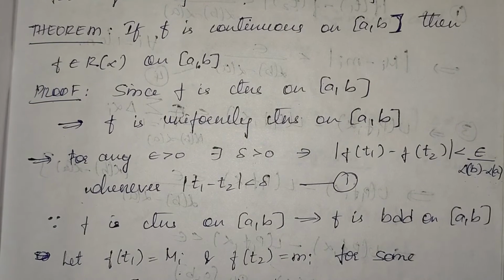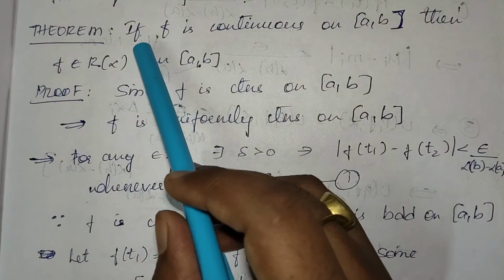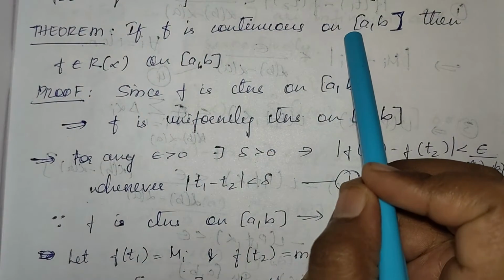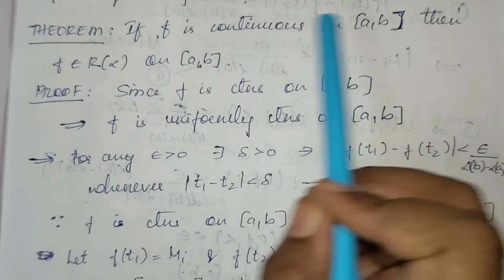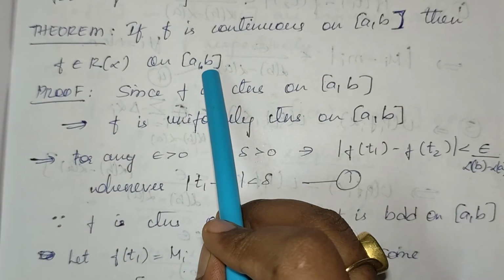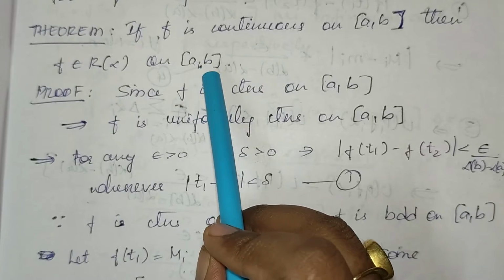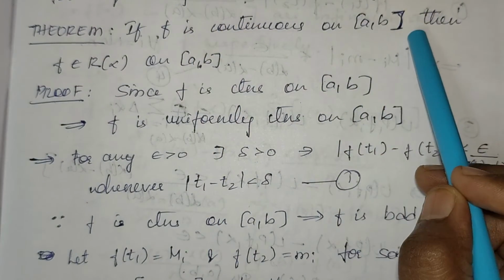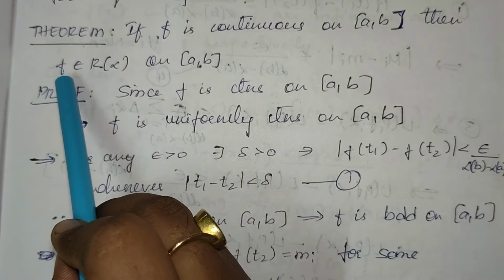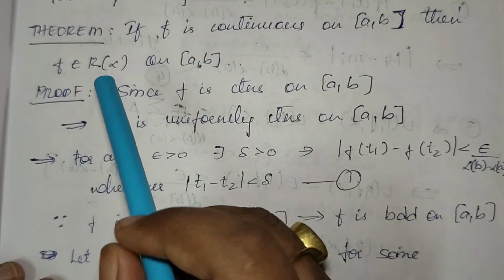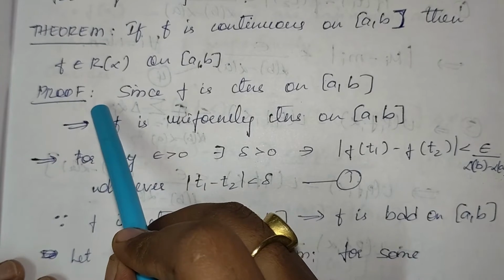Hello students. Now let's move on to the next theorem. If f is continuous on the closed interval [a, b], then f belongs to R(alpha) on [a, b]. So we need to prove that if any function is continuous on this closed interval, then it is Riemann-Stieltjes integrable on that interval. Now let's get into the proof.